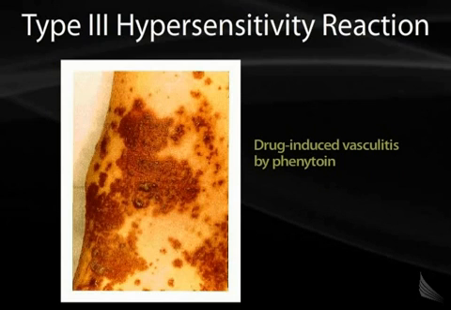Here's a picture of drug-induced vasculitis caused by phenytoin. You can see the patches on this patient with blistering here. And these would be non-blanching, meaning you could push on these and they would not turn white, meaning that there's actual blood clots in these areas.